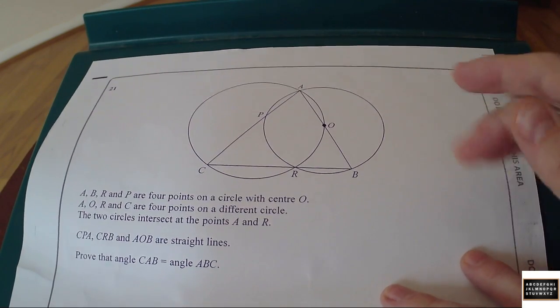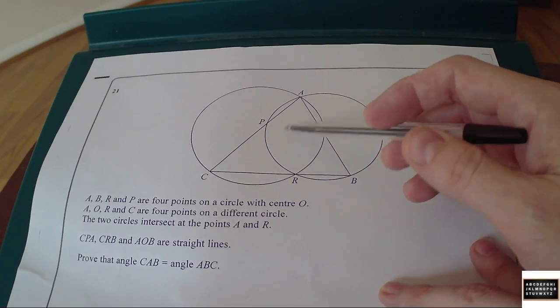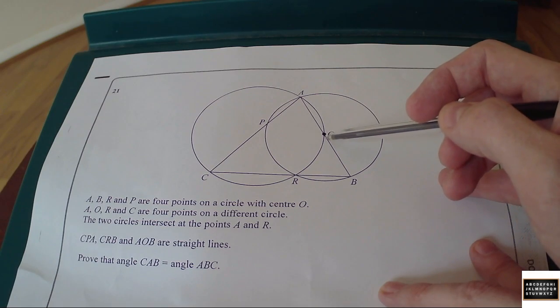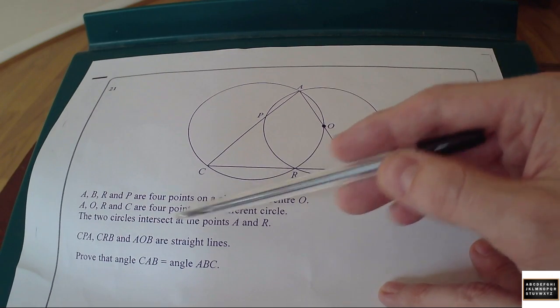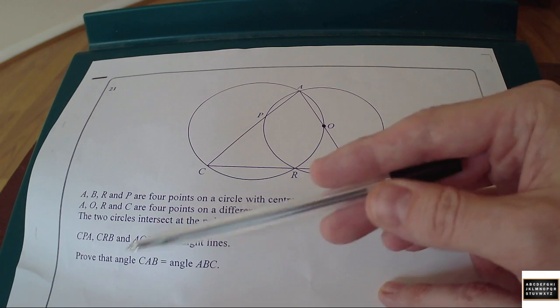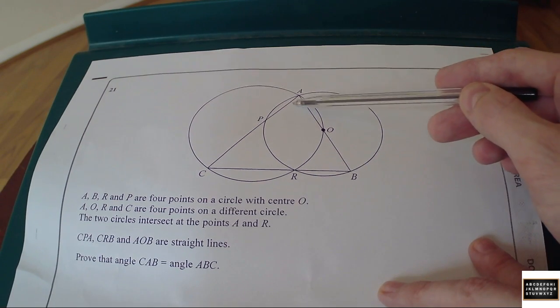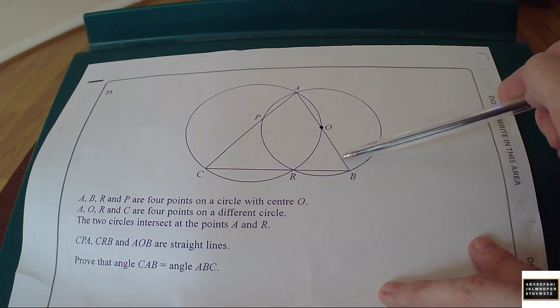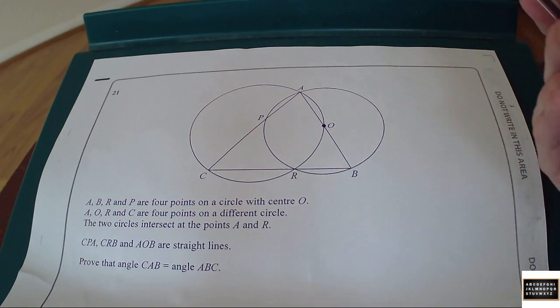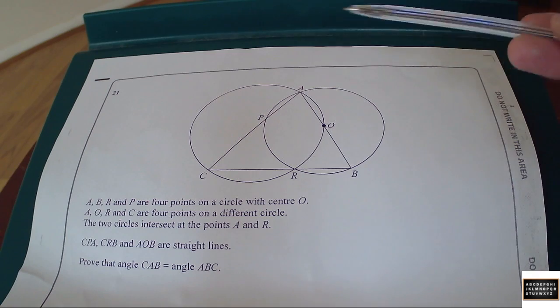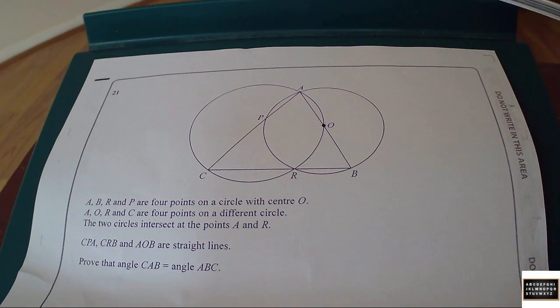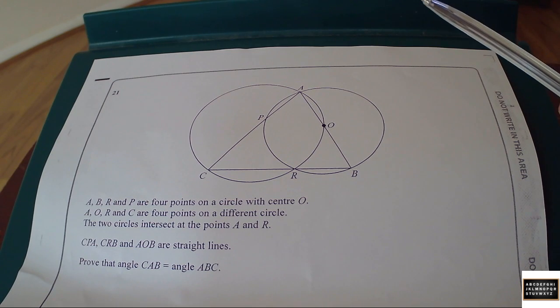So it's talking about 4 points on a circle with center O, and then all the circles intersecting and straight lines. It's asking you to prove something. Prove that the angle CAB, that's this angle in here, is the same as this angle here. So this is quite an interesting problem, because it's clearly a circle theorems question, but what you've got to do is just look into your mind and think about the revision that you've done.